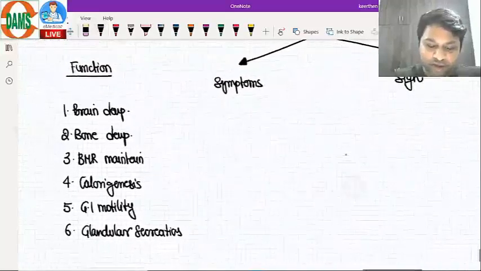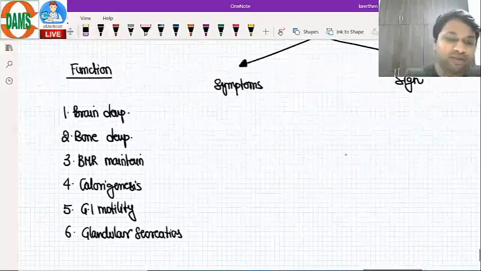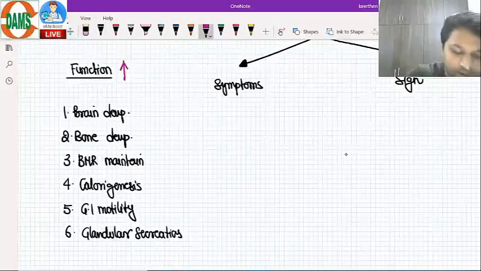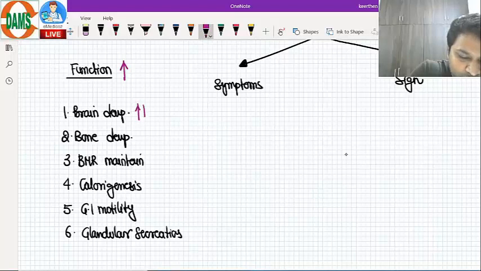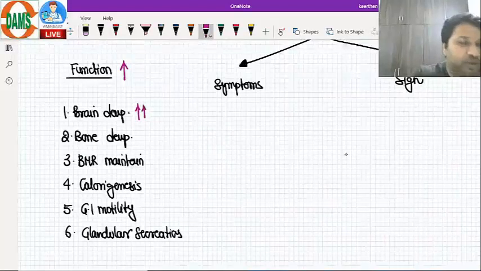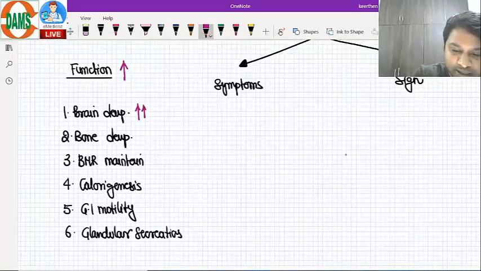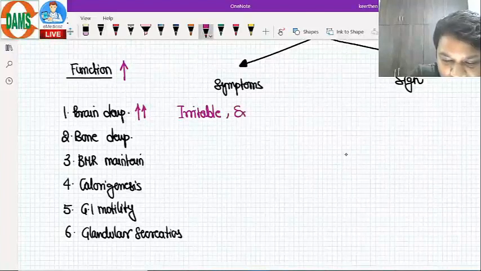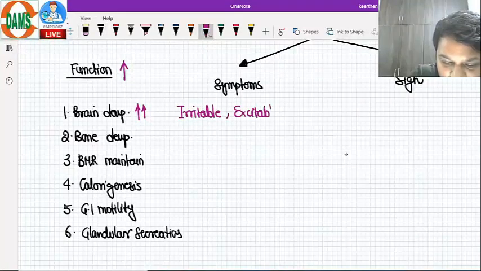Now, in hyperthyroidism, everything is going to increase, right? Hyper means more, so function will be more. Rather than brain development, it is about brain stimulation or neuron myelination. So the brain will be constantly triggered, and the patient is going to be irritable, excitable, restless.